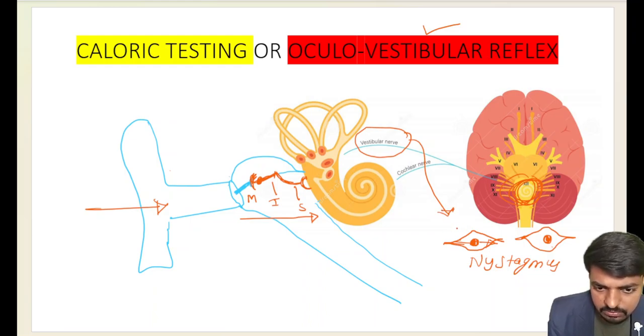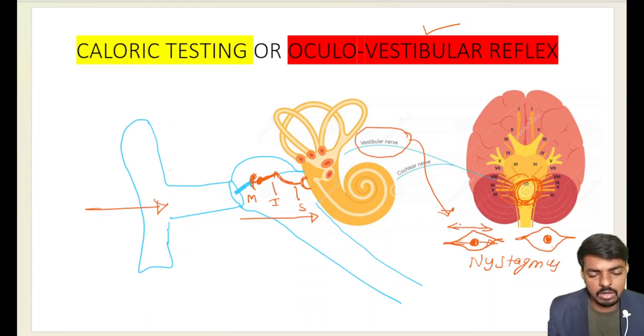That response includes nystagmus. What is nystagmus? Nystagmus is an involuntary, uncontrolled movement of the eyeball, right to left, left to right, or in any direction. If we move the eyes ourselves, that is voluntary. It is involuntary when, without any voluntary initiation, the eyeballs move rapidly right to left, left to right. That is what we call nystagmus.